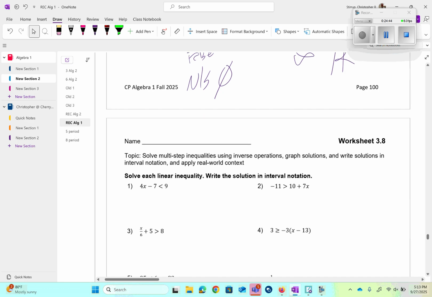All right, 3.8. This is again being assigned to you. If you just go copy these answers down, this means you do not know how to do it. You're just copying. So use this as a tool.